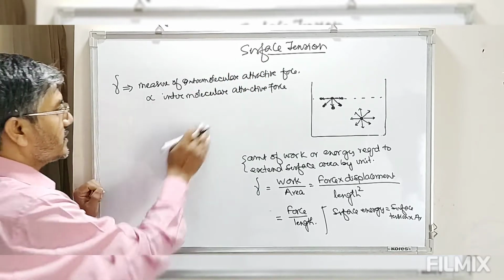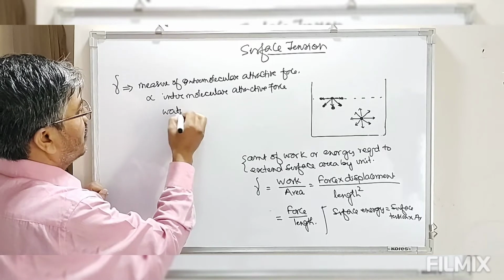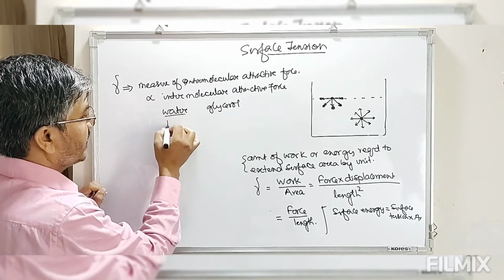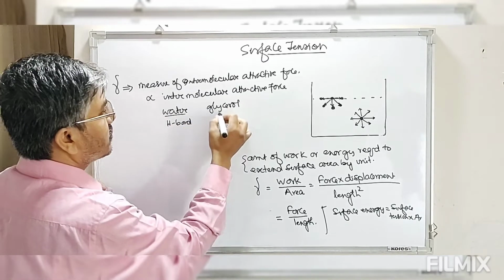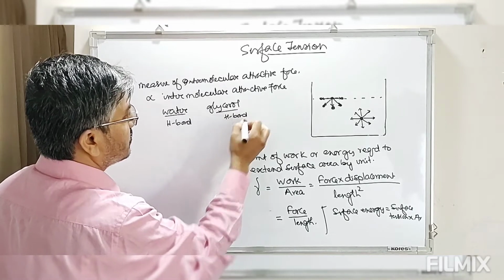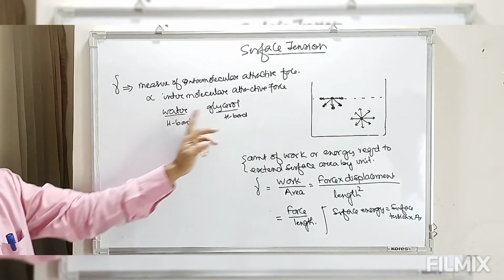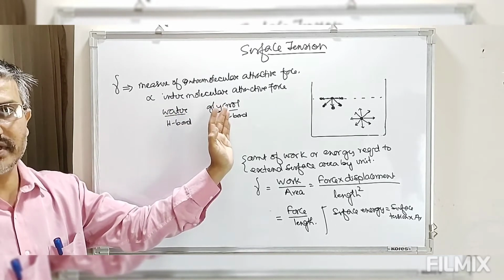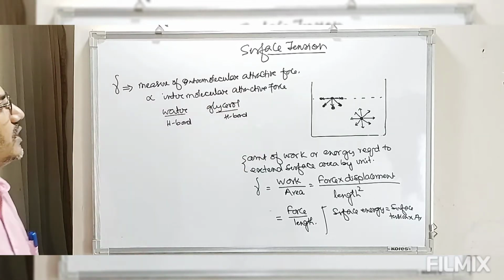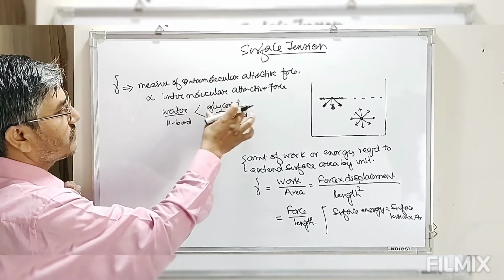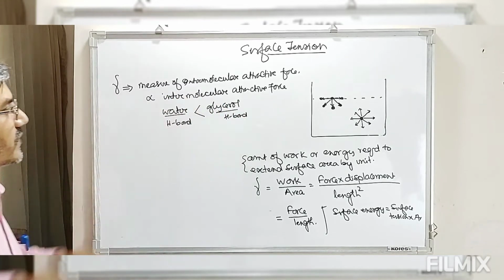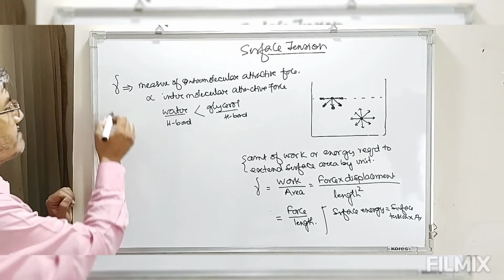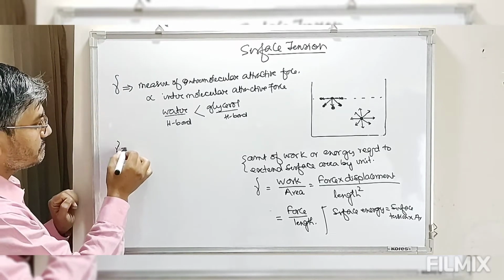So now we take this example, water and glycerol. Water is also having hydrogen bond, glycerol is also having hydrogen bond, but the hydrogen bond is stronger in glycerol than in water, since glycerol molecules have a stronger hydrogen bond compared to water. So the surface tension of glycerol will be greater than the surface tension of water.